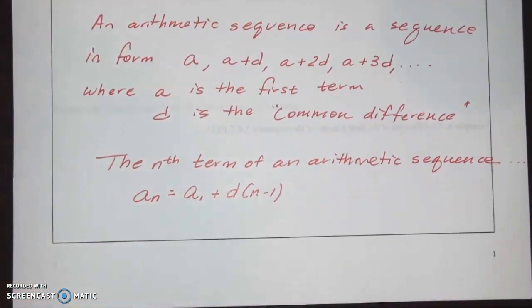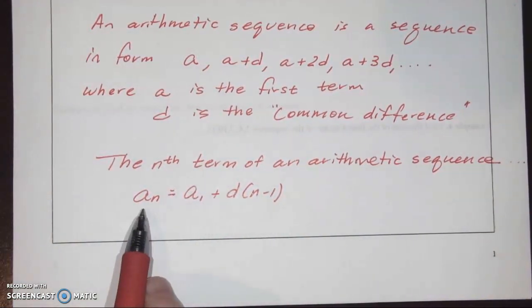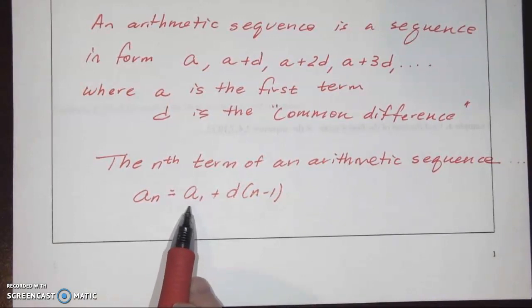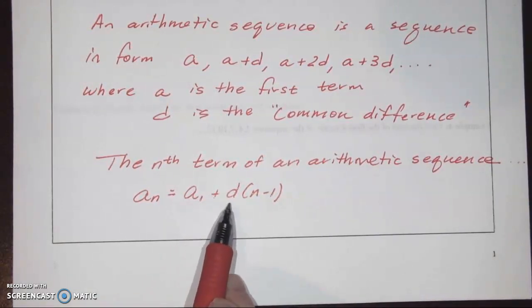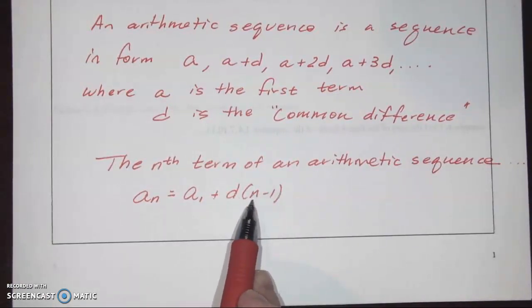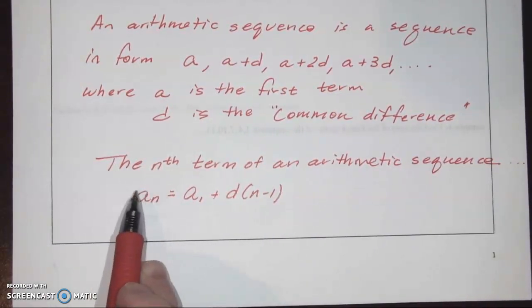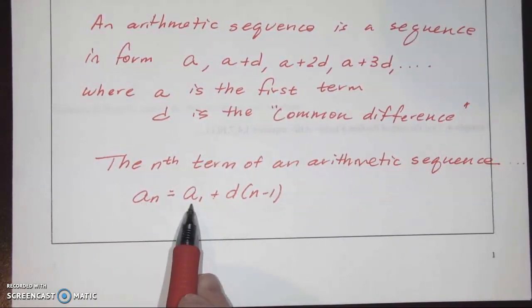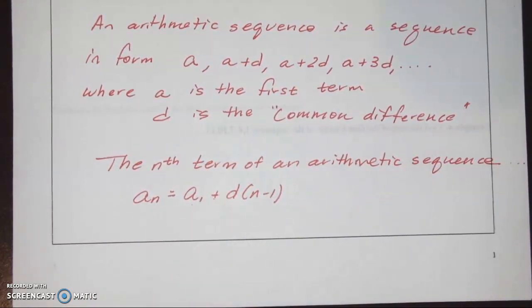That is the true formula for the explicit formula of an arithmetic sequence. The nth term of an arithmetic sequence will be the first term plus the common difference times n minus 1. This n minus 1 will never change. This a sub n, or the nth term, won't change. The first term and the common difference will change.